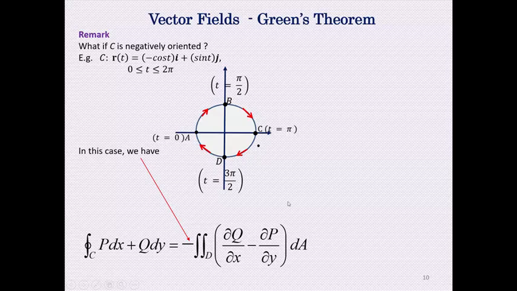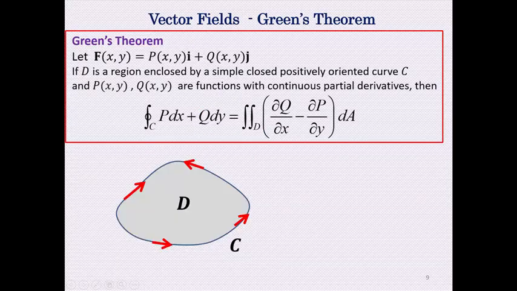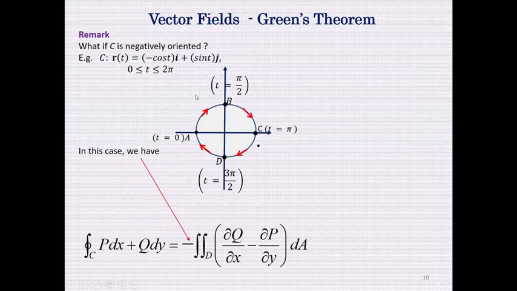So this is something we have to keep in mind. When dealing with questions involving the use of the Green's theorem, do check that the curve C is positively oriented. If it is not, you need a minus sign.